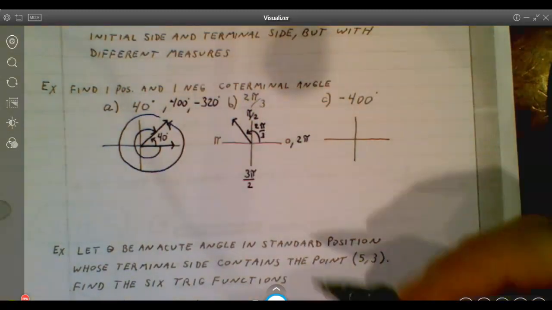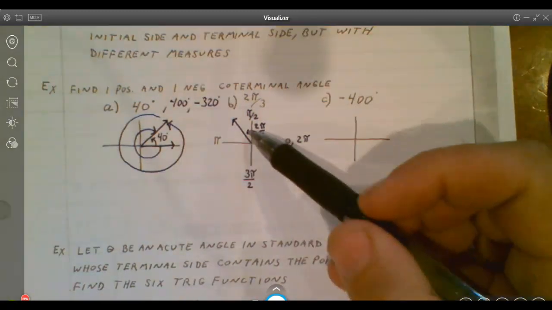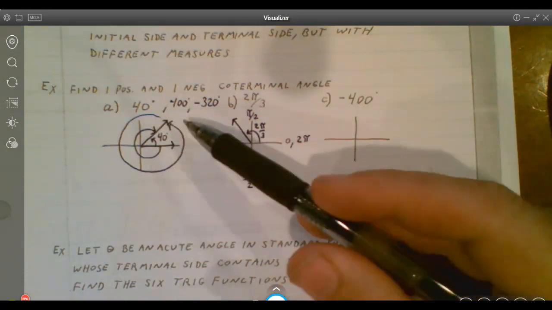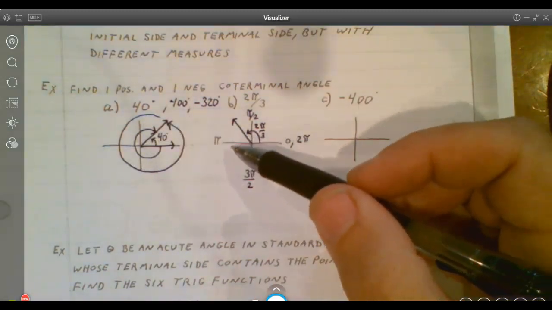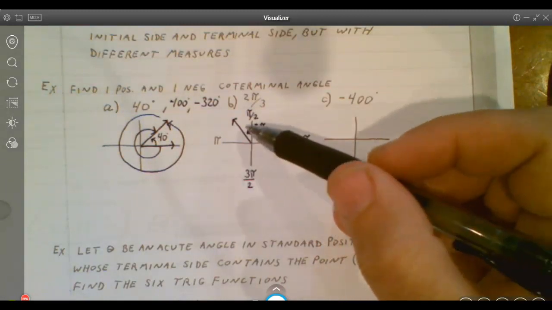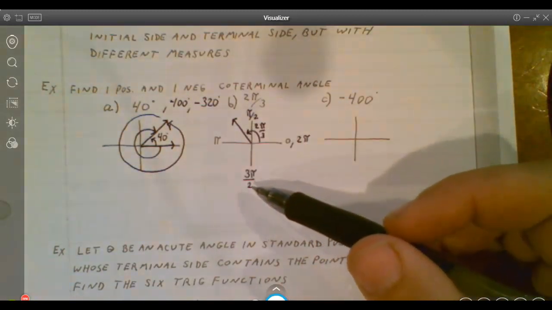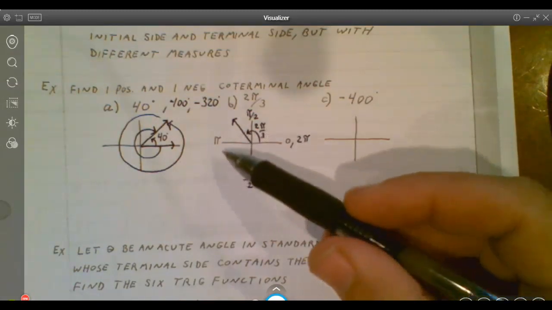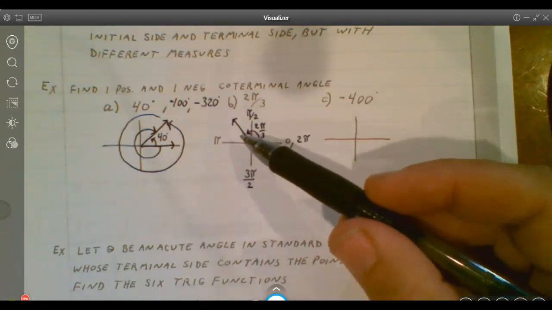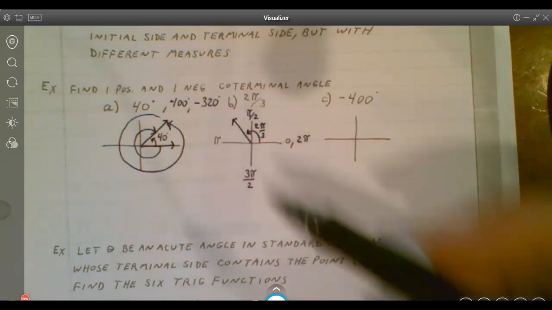So if I want to get a coterminal angle with that, I'm going to do the same tricks that I used on this one. If I just add another 360 to that, or we could say if I add 2 pi to that, it's going to give me a coterminal angle. I can also subtract 2 pi to get the negative coterminal angle. So let's take a look at that.